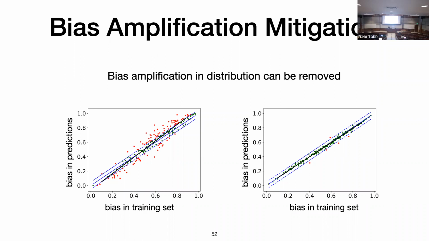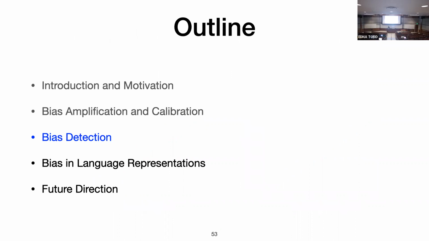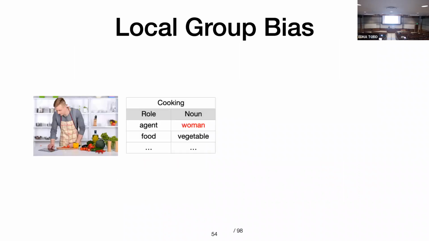Okay, so we have finished the first part about bias amplification and calibration. Next, I will briefly talk about our work on bias detection and bias in language representation. Like we already saw in this example previously, we have the cooking images, and the model tends to think it's a woman cooking.